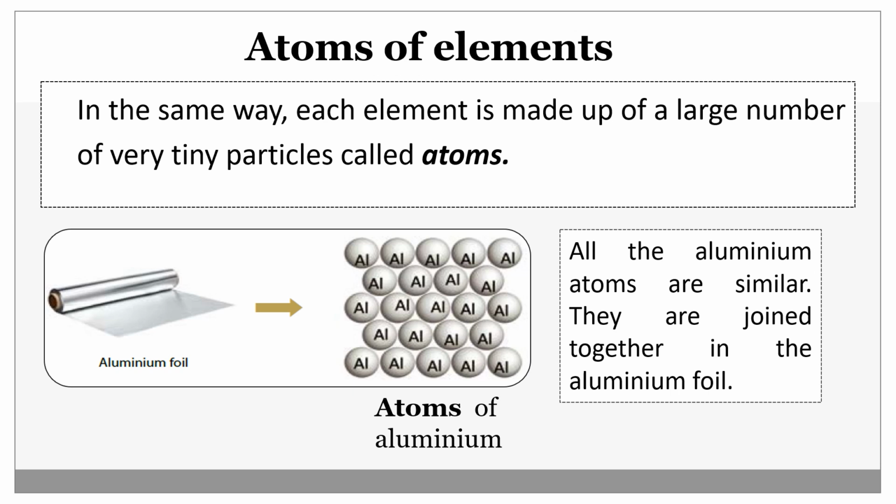In the same way, each element is made up of a large number of very tiny particles called atoms. These particles are very small and cannot be seen with naked eyes. For example, aluminium is made of aluminium atoms. All the aluminium atoms are similar and are joined together in the aluminium foil.